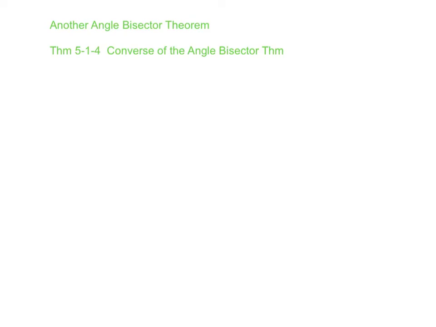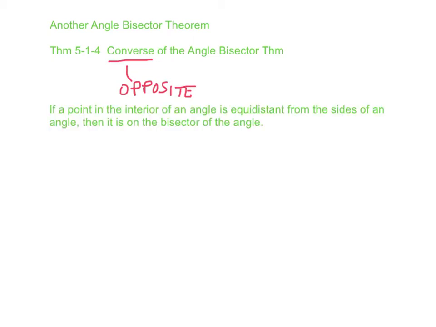This theorem here is the converse. Notice the word converse of the angle bisector theorem. What does the converse again mean? It means the opposite. And so keep that in mind when we're going to give this theorem. So what does this theorem say? It says if a point is on the interior of an angle and it's equidistant from the sides of an angle, then it is on the bisector. Remember, that's the exact opposite of the angle bisector. The angle bisector started off with if it's on the bisector, then it is equidistant. So it's completely flipped. Let's look at a diagram to see it.